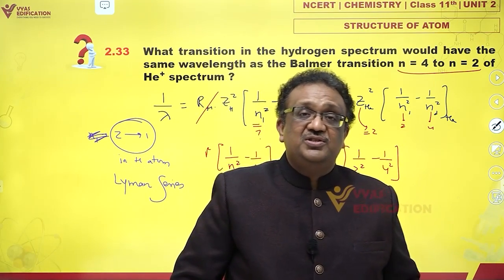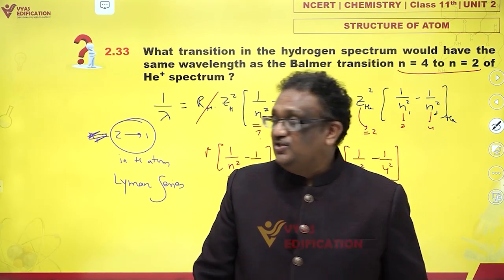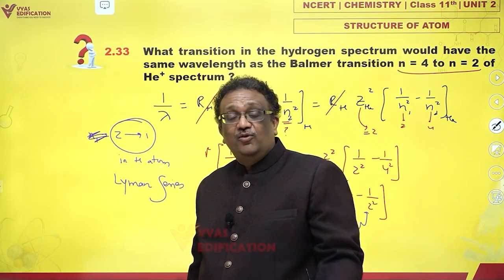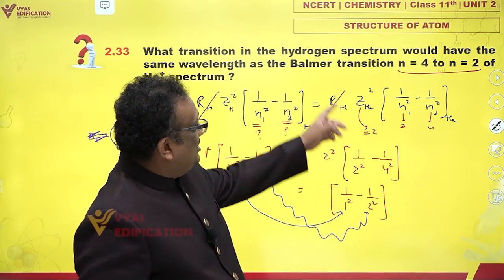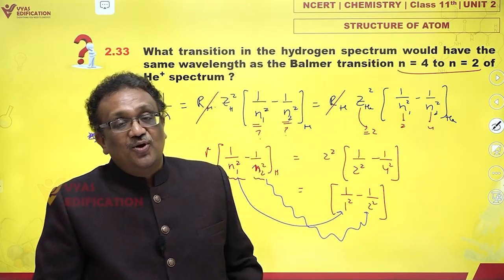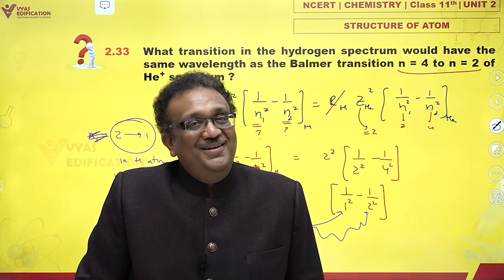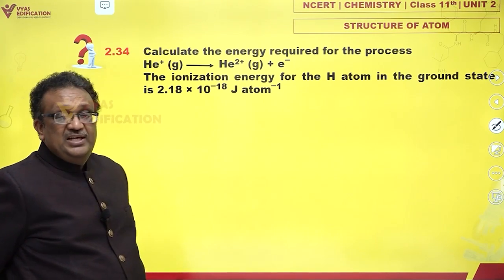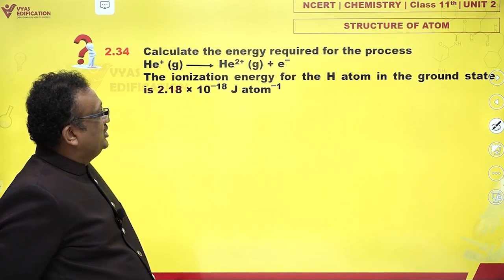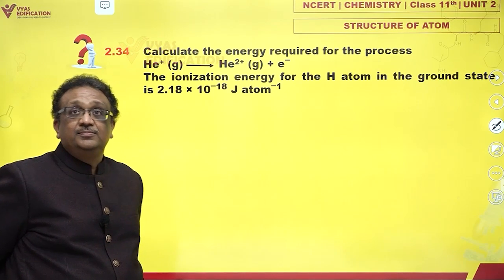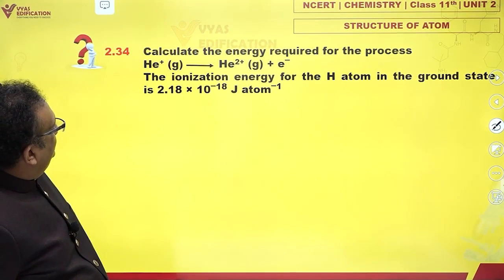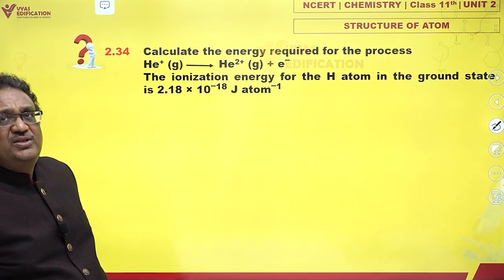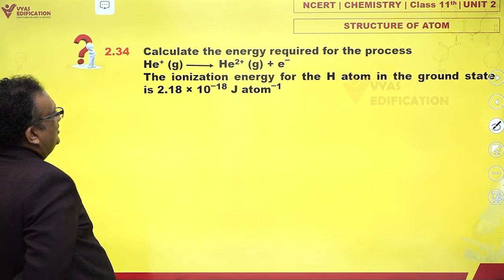The smallest energy photon, or the longest wavelength of Lyman series, matches with this transition of Balmer series of helium cation. That's it. Calculate the energy required for the process: He+ gas gives you He2+ gas plus electron. We are supposed to calculate the energy which is required for this process.